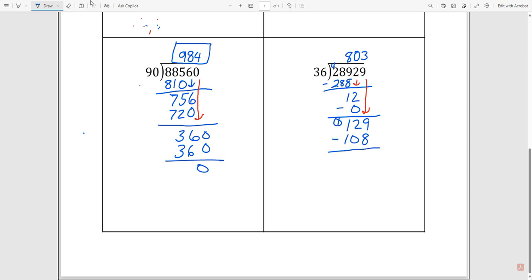And we have 129 minus 108. And we can subtract 9 minus 8 is 1. And 2 minus 0 is 2. And so it's 21 that's left over. So we have 803 with a remainder of 21.